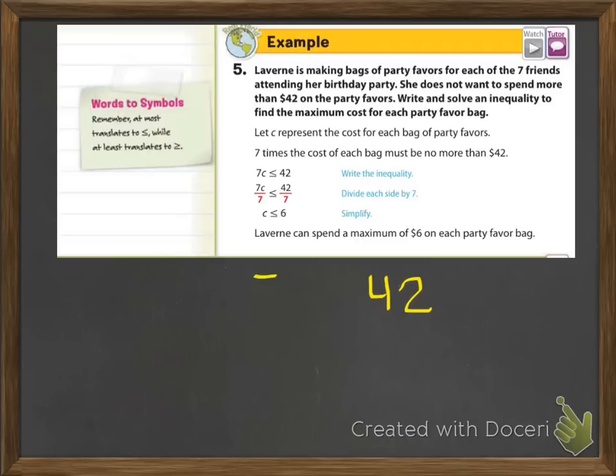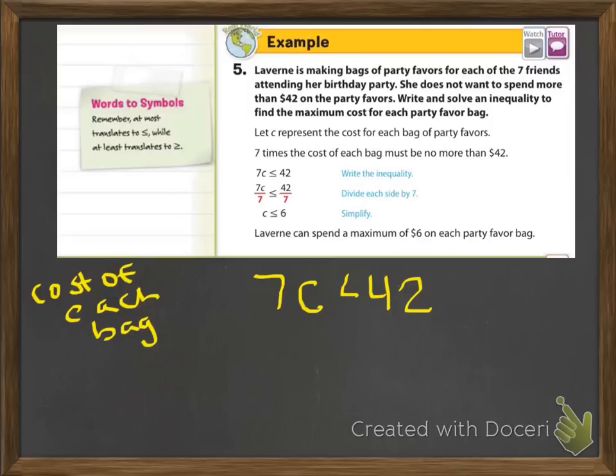So if she's got 7 friends, that's where we get the 7. C is going to represent the cost of each bag. Okay, we're going to write that out to the side. And remember, the total for 7 friends times the cost of each bag has to be less than or equal to $42, which is on the right. So that's the first part of this problem.